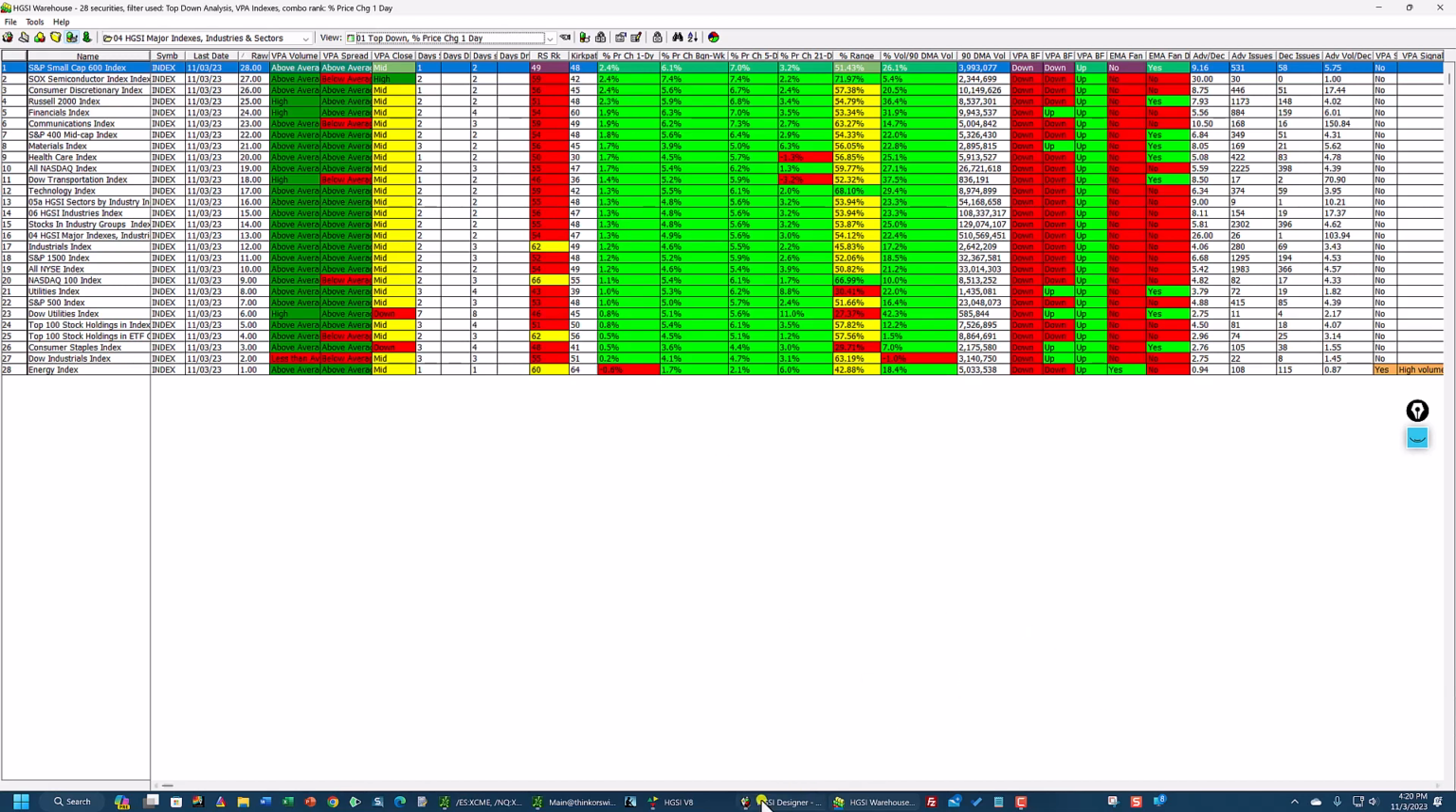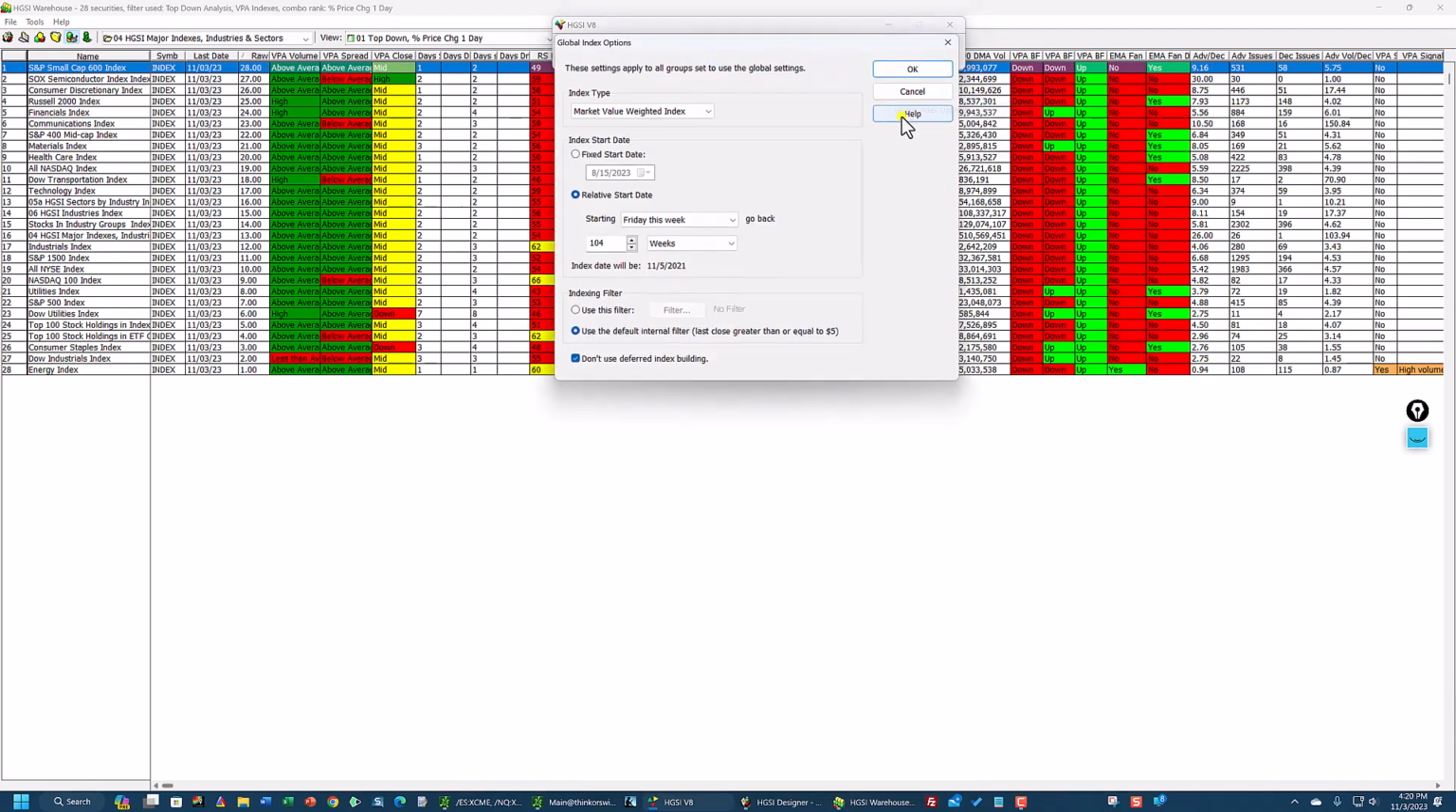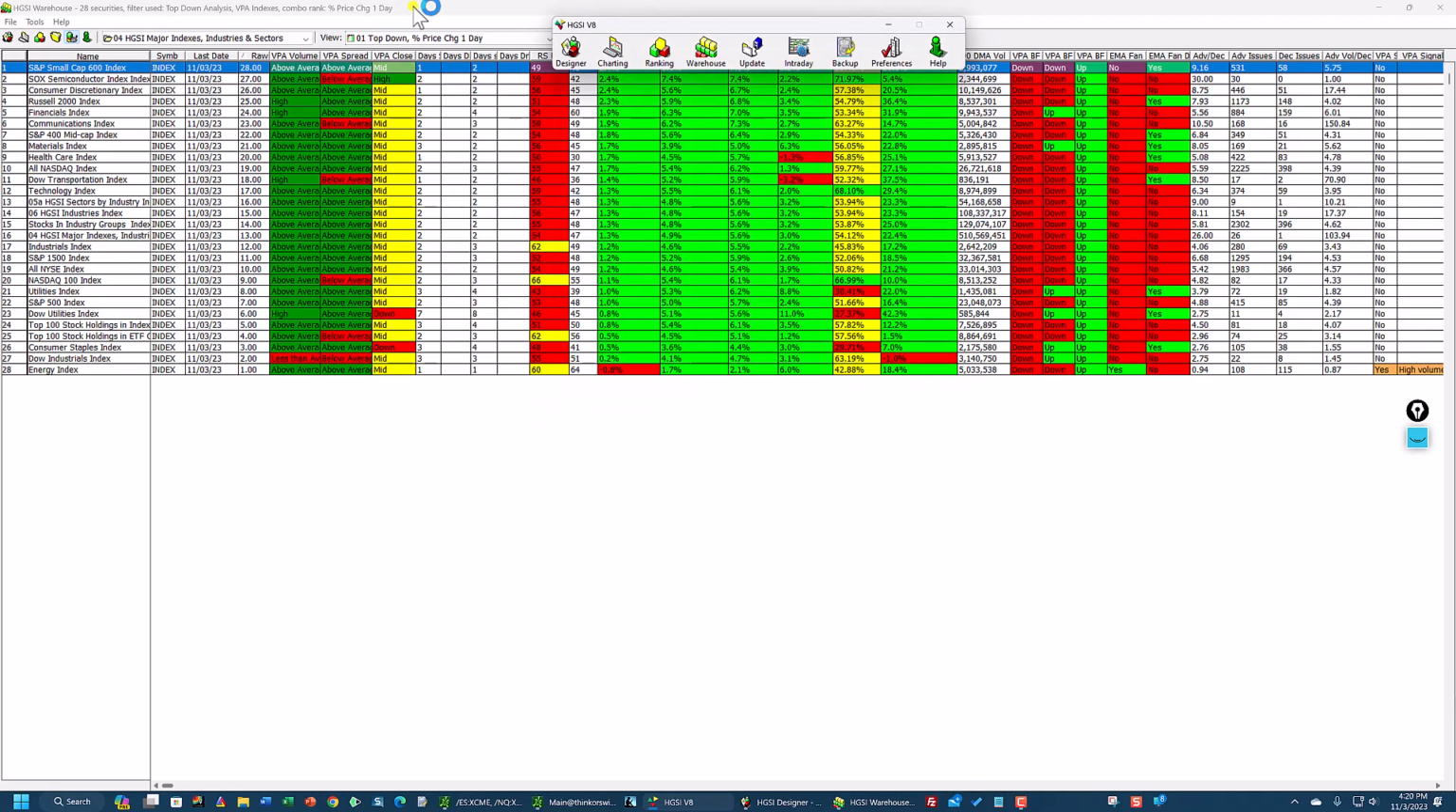For those of you who may not know, under preferences, global index options, I use 104 weeks rather than 52 so I can get a longer look at the market. I use market value weighting rather than average or price weighted or equal dollar weighting. I just use this because it puts more emphasis on the larger cap stocks. I'm going to cancel this so I don't have to rebuild everything.